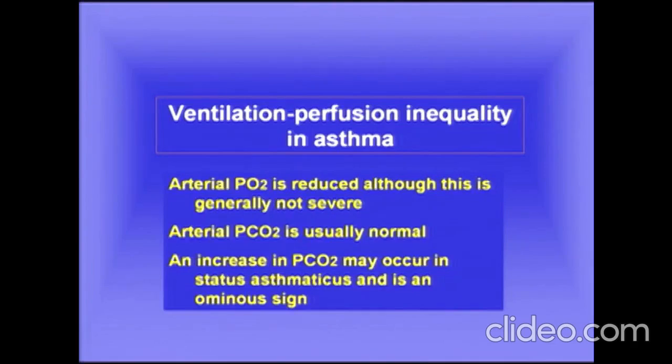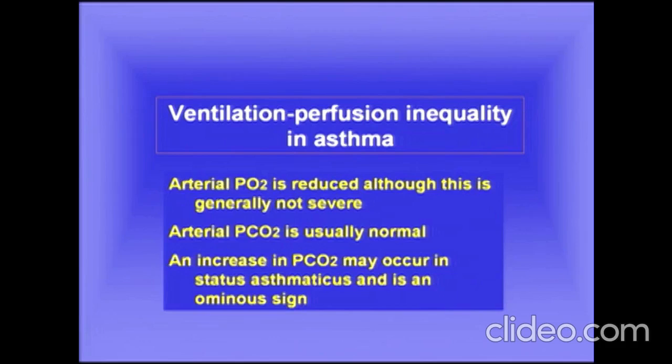The arterial PO2 is always reduced, although this is generally not very severe. And it's interesting that the arterial PCO2 in asthma is usually normal. In fact, it might be slightly low under some conditions. If there is an increase in the arterial PCO2, and this sometimes occurs in status asthmaticus, this is an ominous sign and indicates the need for very vigorous therapy.